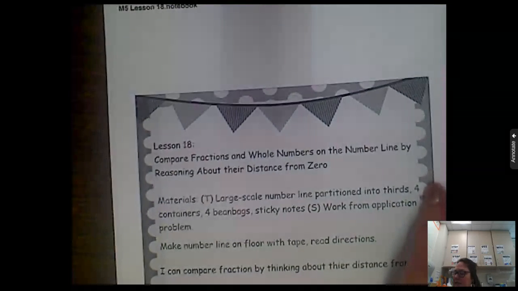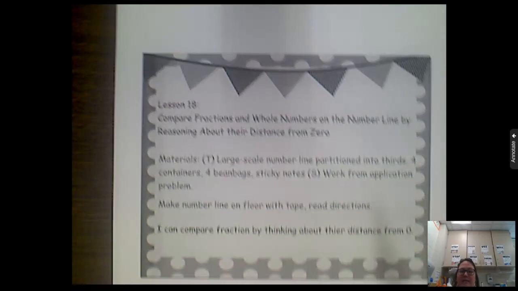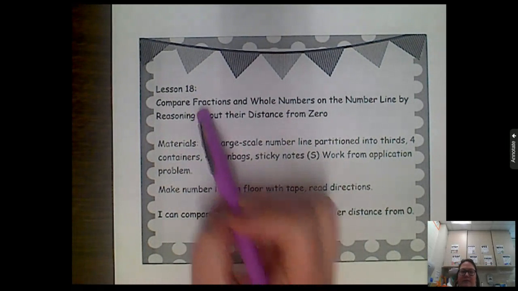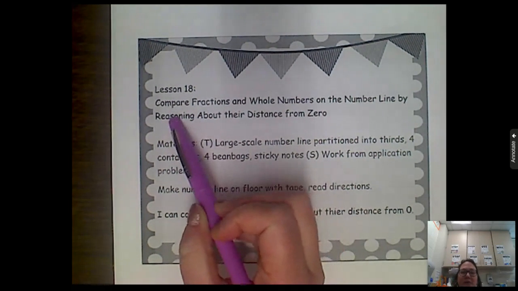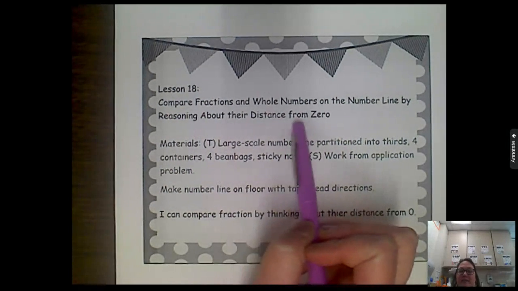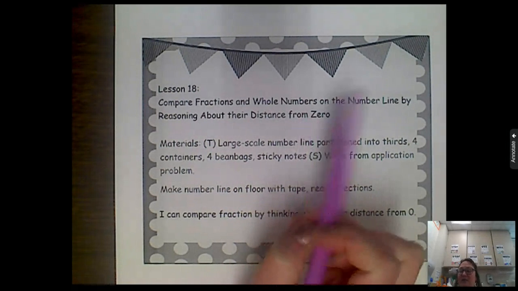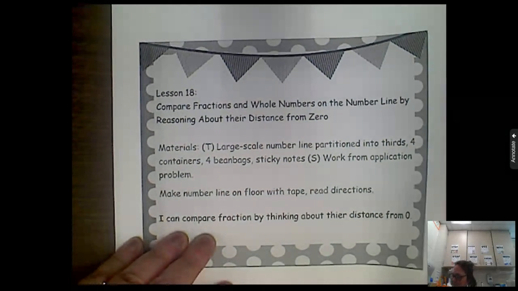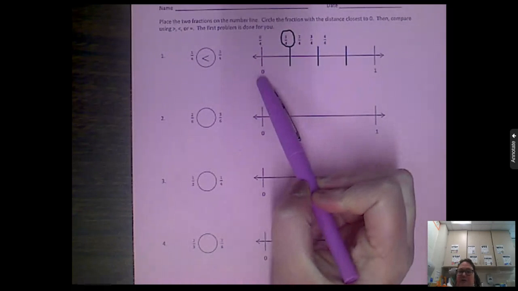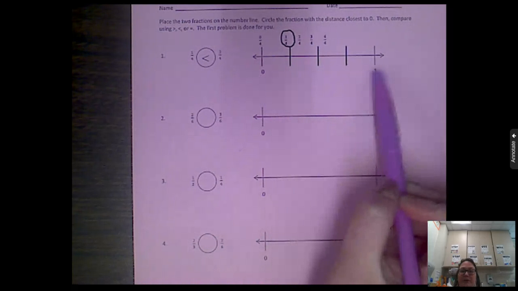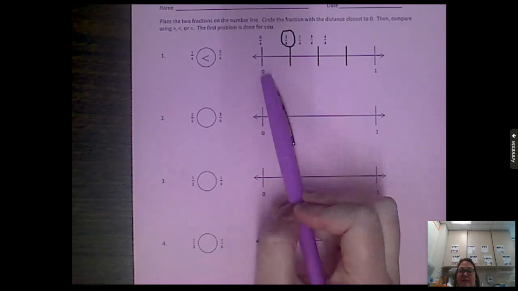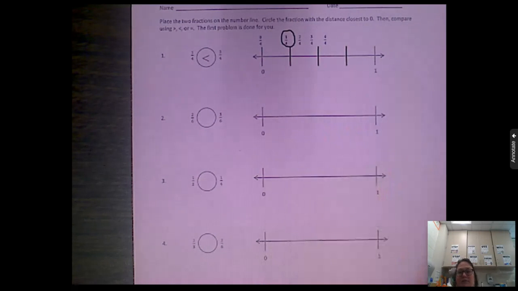Okay, let's take a look at our objective and I can statement for today. There's a lot of stuff in the middle that we don't need to pay attention to, so we're just going to look at the first part and then the last part. The first part says we are going to compare fractions and whole numbers on the number line by reasoning about their distance from zero. If a fraction is closer to zero, then it's going to be smaller than a fraction that is closer to one whole. The closer a fraction is to zero, the smaller it is than a fraction closer to one whole.